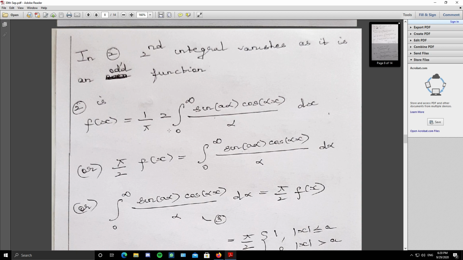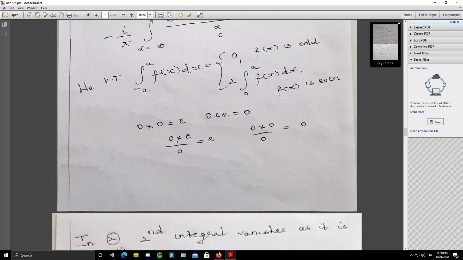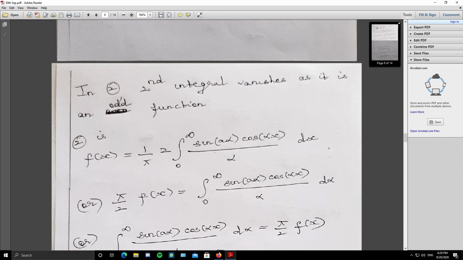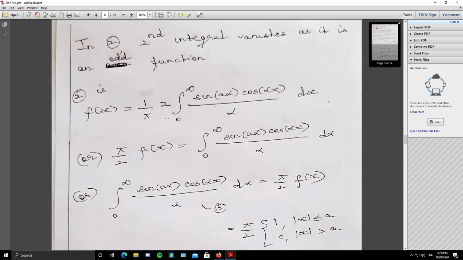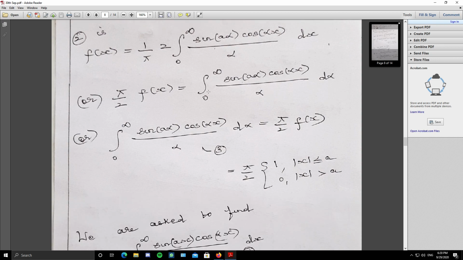So I repeat, f of x has only the first integral, which is 2 times, so I have written 2 times 0 to infinity sin a alpha cos alpha x by alpha d alpha. By mistake I have written dx, it is d alpha. In the next step I have cross multiplied, so pi by 2 f of x equals 0 to infinity sin a alpha cos alpha x by alpha d alpha, or right side equals left side: integral 0 to infinity sin a alpha cos alpha x by alpha d alpha equals pi by 2 f of x.